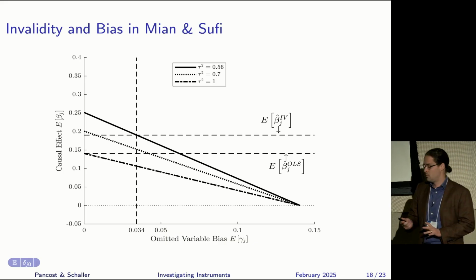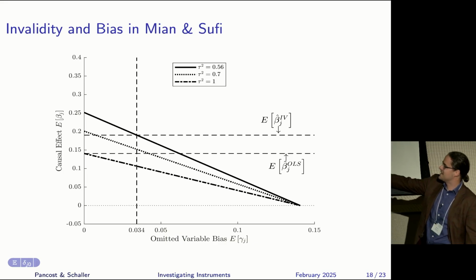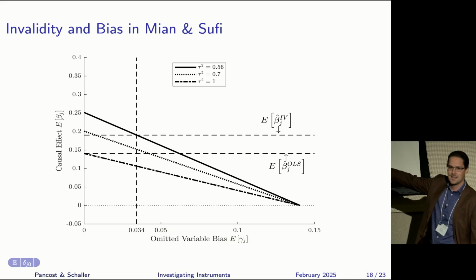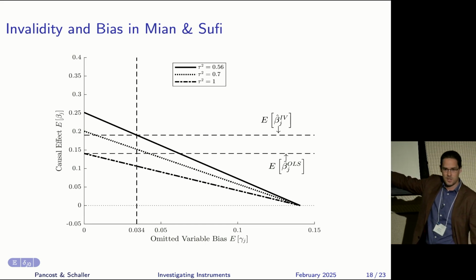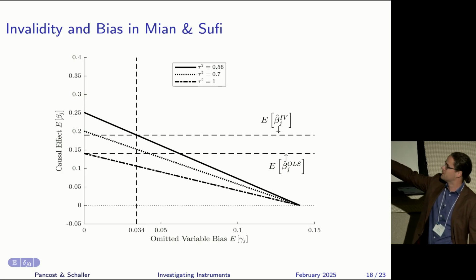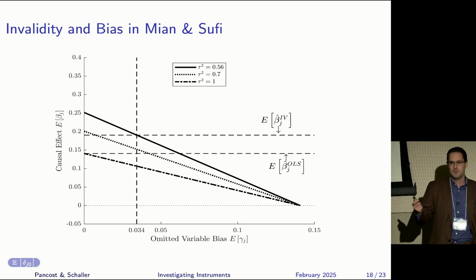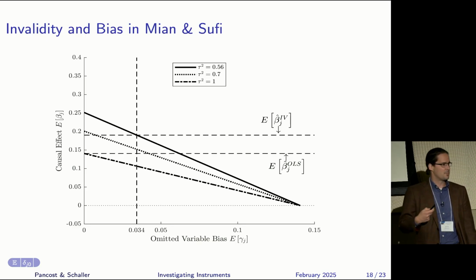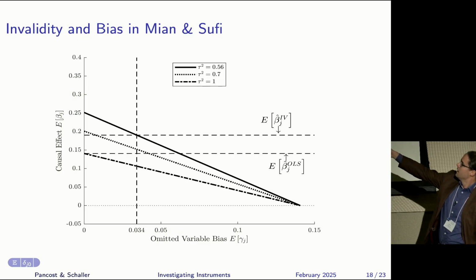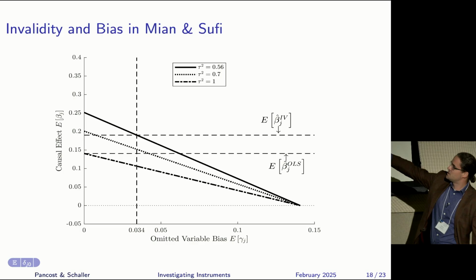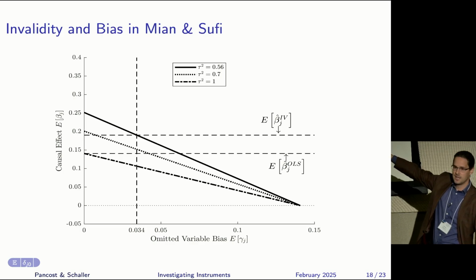There's a lot going on in this graph. I want to walk you through it. The x-axis is the average omitted variable bias. And this dotted vertical line is 0.034, what it would be if the instrument were valid. The y-axis is the causal effect on average across all the regressions. These two dotted lines are the average IV and OLS coefficients. The average IV coefficient is bigger, which is kind of a problem because the implied omitted variable bias ought to be positive. The black line is assuming the measurement error is 0.56, which is what we get, so the black line runs right through that intersection.